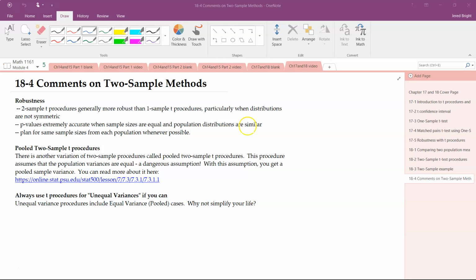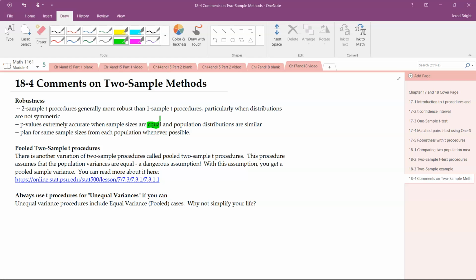And then the ideal case is that we have sample sizes that are equal, okay, and population distribution similar. If that happens, then the p-value that we report is actually pretty darn good and provides good evidence for us. Well, enough statistical evidence, I'll say. Whether we reject or fail to reject is another question. But ideally, we want to try and make sample sizes the same from our populations whenever possible.